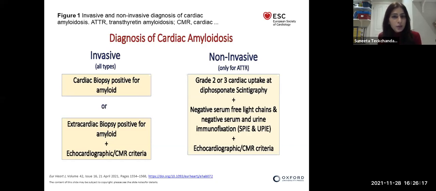Or you have the non-invasive method, where we do what's known as a diphosphonate scintigraphy test, where you have grade 2 or 3 plus negative serum tests. So, your question about should we do a myeloma screen? Yes, we should do a myeloma screen in every patient if you suspect amyloidosis. You have to be negative for serum-free light chains and negative for urine immunofixation to diagnose the ATTR type of amyloidosis, plus echocardiographic and CMR criteria. Next slide, please.